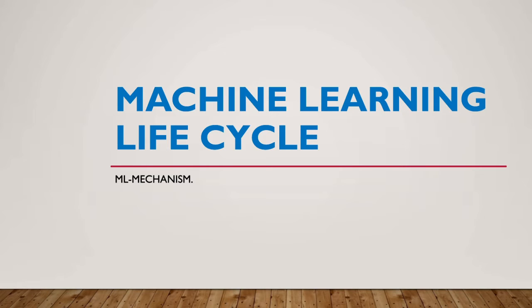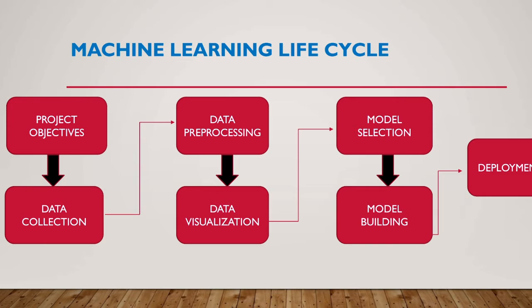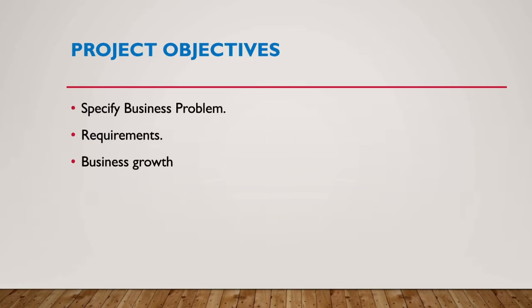In this video, we will see the life cycle of machine learning and how machine learning works. So let's start. Basically, in the machine learning life cycle, we have some processes like project objectives, data collection, data preprocessing, data visualization, model selection, model building, and in the last, we will do model deployment. So guys, we will see all of these processes in detail. So let's start. Our first process is the project objectives.